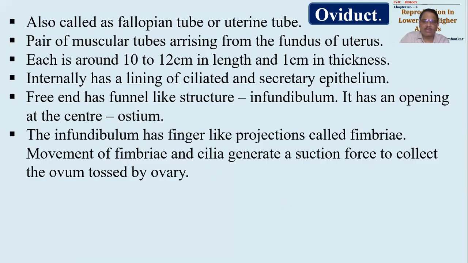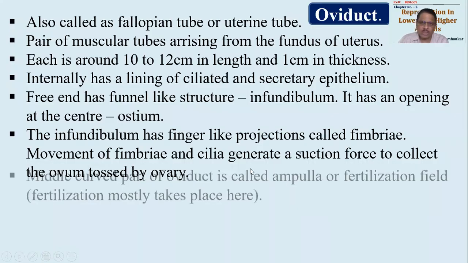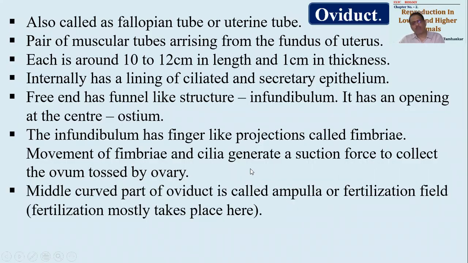All fimbriae and the internal lining of infundibulum as well as the inner lining of oviduct will be lined with ciliated epithelial cells. These ciliated epithelial cells are responsible for collecting the ovum as soon as it is released. When the ovum is tossed by the ovary, it will be collected by this particular structure.